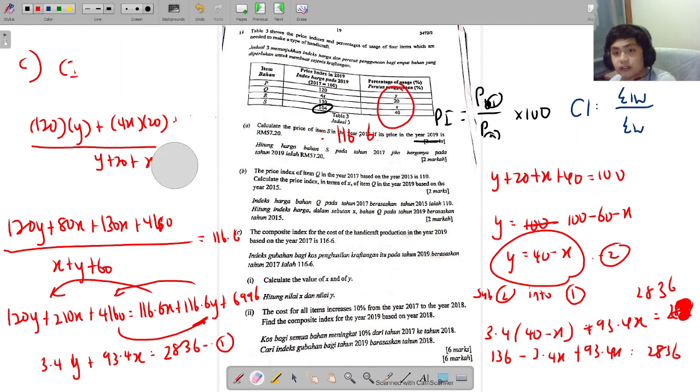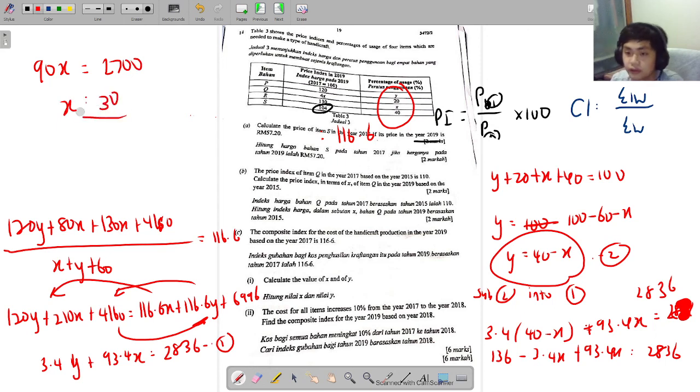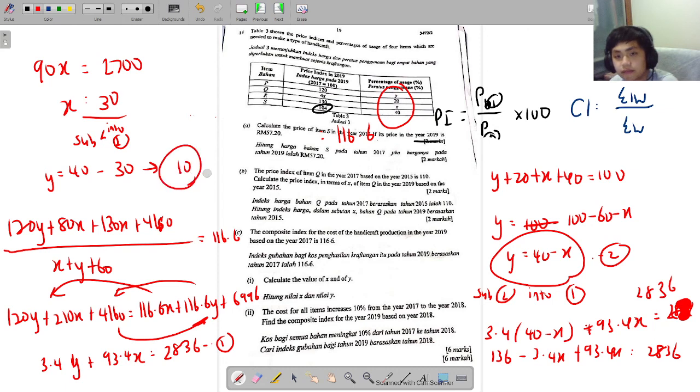So from here, I'm just going to erase this. So it will be 90x equals 2836 minus 136. So that is 2700, so x is equal to 30. Since I know x is 30, I can find y by subbing it back into equation 2. So y equals 40 minus 30, which is 10. So x is 30, y is 10.